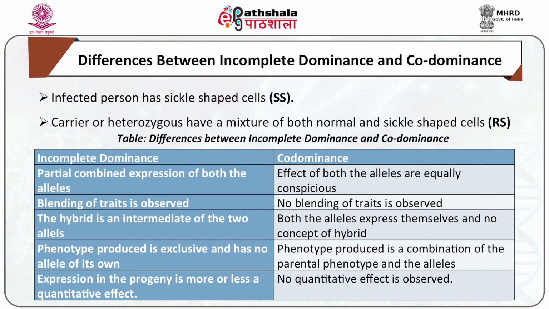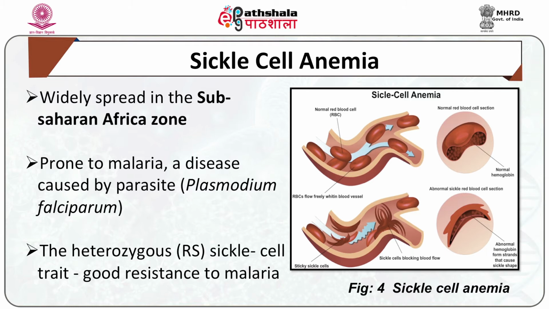Normal hemoglobin is capital R, while the infected person who has sickle-shaped cells has a capital S. Carriers or heterozygotes have a mixture of both normal and sickle-shaped cells and are produced when a healthy and an infected person interbreed, as shown in figure 4. Sickle cell anemia is widely spread in the sub-Saharan African zone. These areas are prone to malaria, a disease caused by the parasite Plasmodium falciparum and transmitted through mosquitoes.